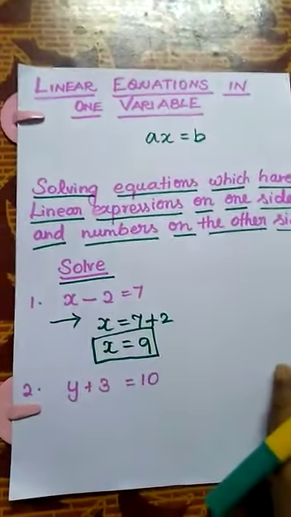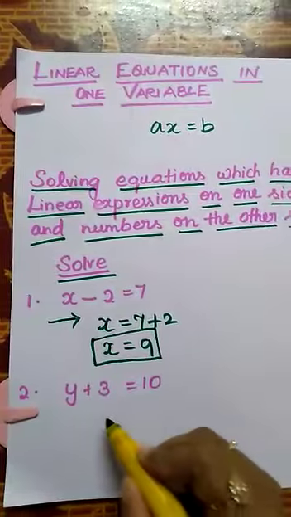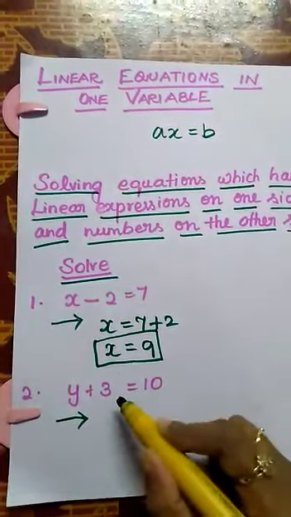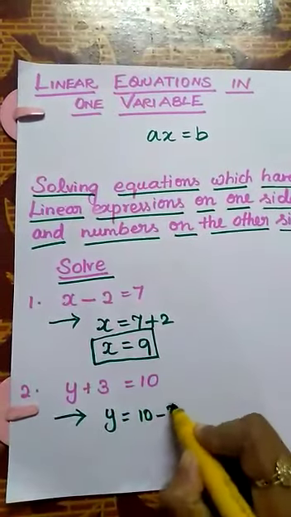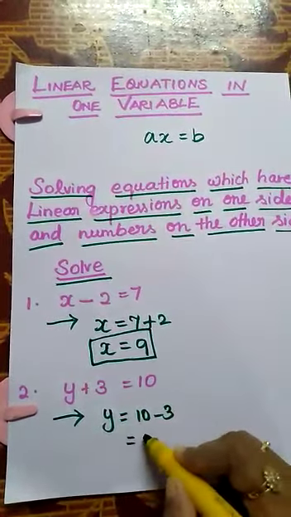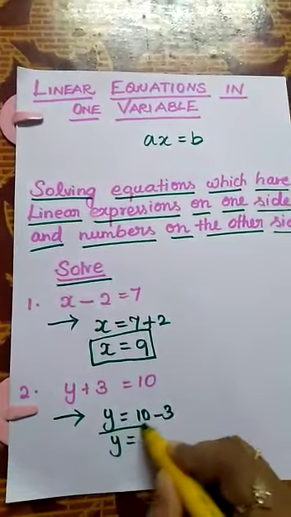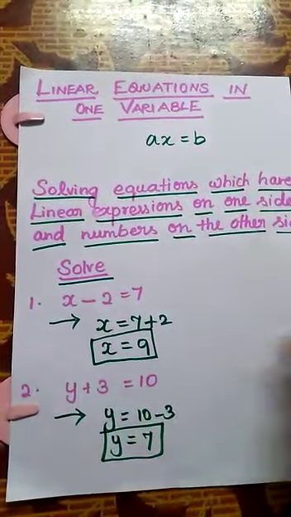The next one, y plus 3 is equal to 10. So, we have to transpose the plus 3 to RHS. So, y is equal to 10 minus 3. 10 minus 3, what is the answer? That is 7. So, y is equal to 7 is the solution of this equation.